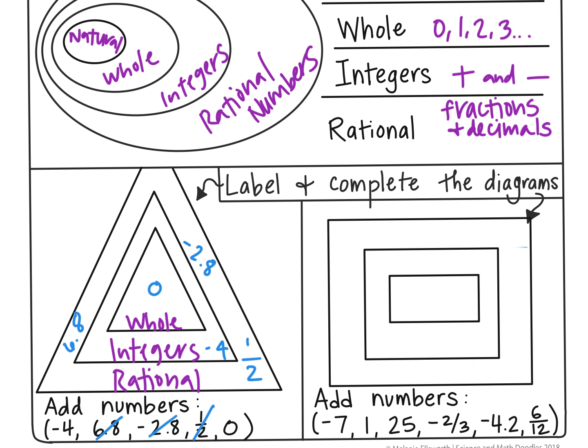Okay, now we have another diagram. This time it's rectangles. So we're going to start by labeling. We'll go from the outside in again. So we have rational. We have integers. And then we have whole. So same thing, we're going to classify these, but I want you to try that on your own and then we're going to check it. So try placing each of those numbers in the correct spot.